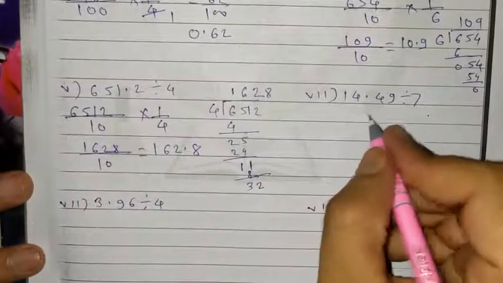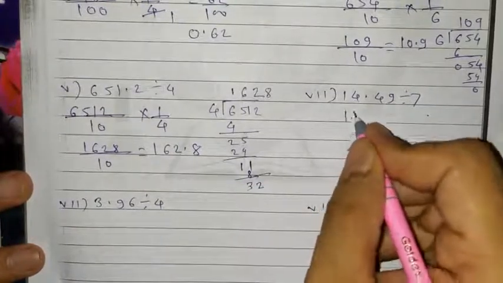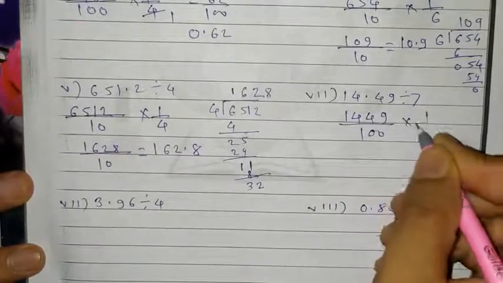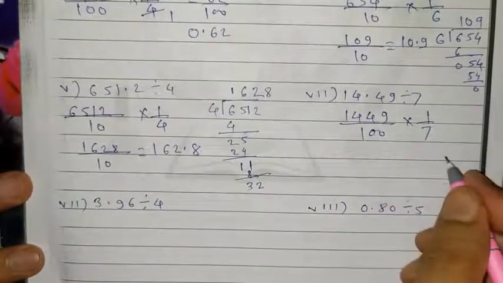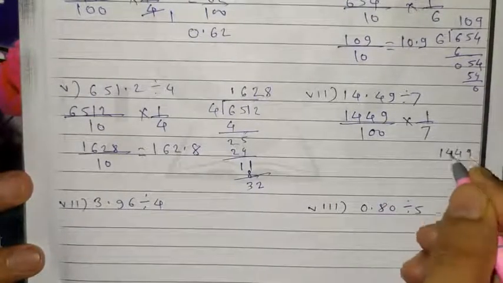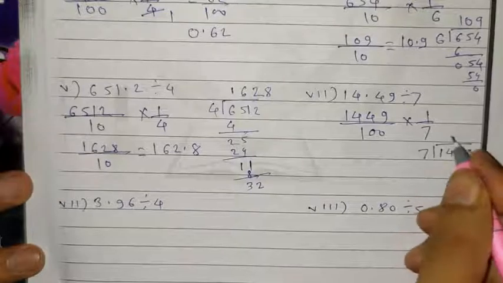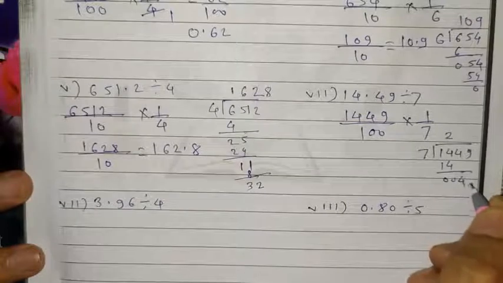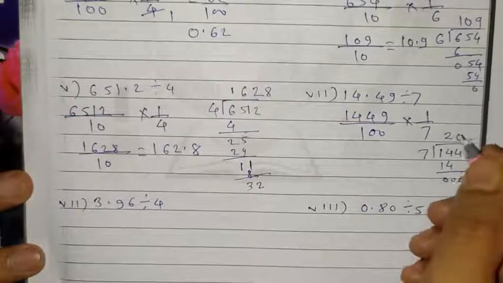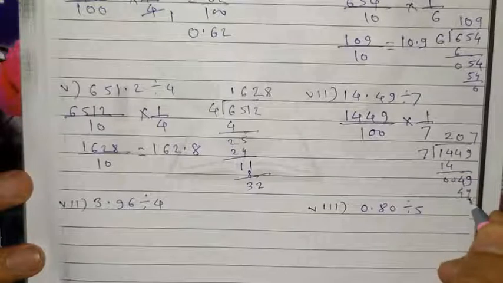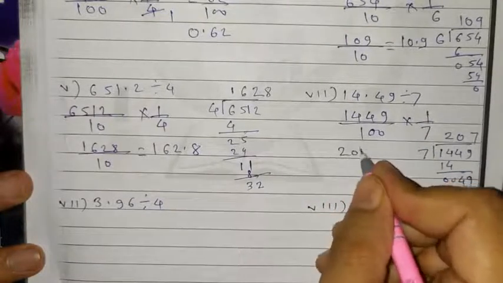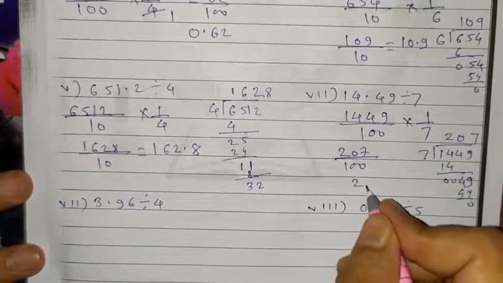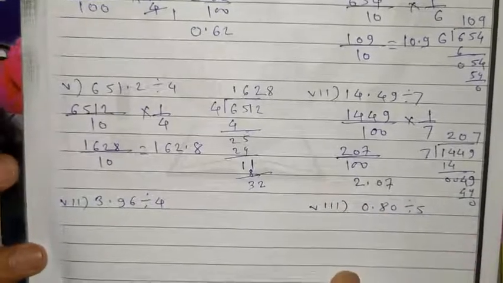Next one is 14.49. So write as it is upon 100 into 1 upon 7. So you have to just divide this number by 7. 7 twos are 14. Directly taking two numbers because 4 is not sufficient, so here 0 will be there. 7 sevens are 49. So the answer is 207 upon 100. So after the point 2 numbers, it is 2.07.